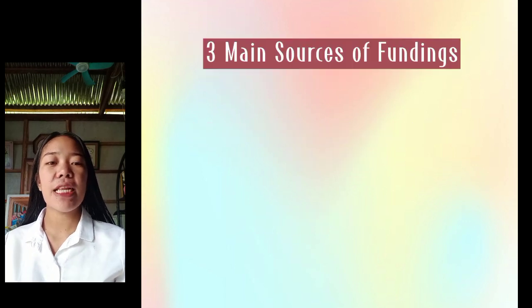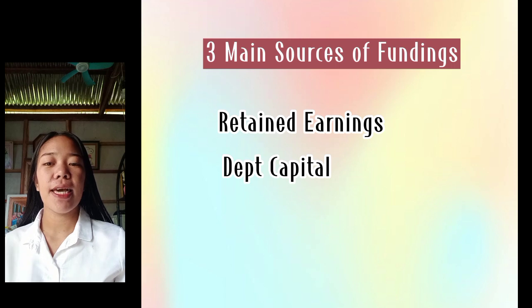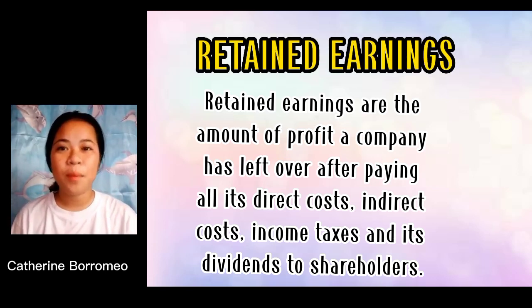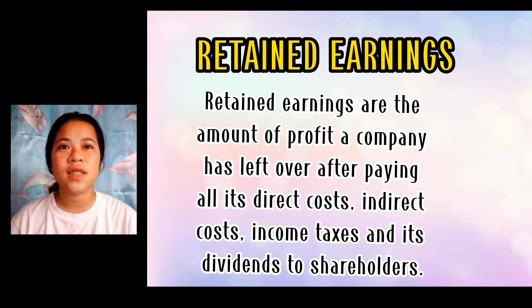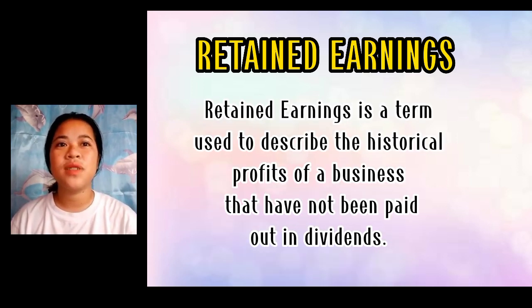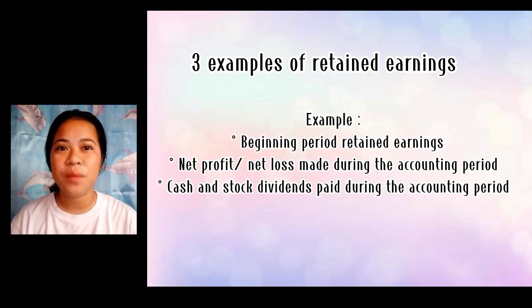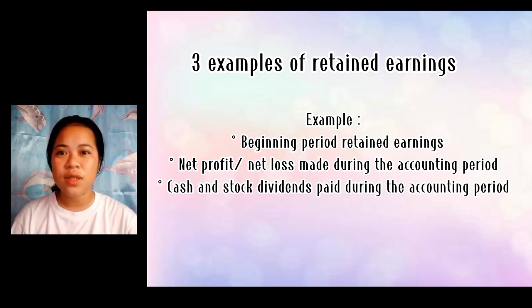Now here are the three main sources of funding. First, retained earnings. Second, debt capital. And lastly, equity capital. Retained earnings are the amount of profit a company has left over after paying all its direct costs, indirect costs, income taxes, and its dividends to shareholders. This represents the portion of the company's equity that can be used, for instance, to invest in new equipment, R&D, and marketing. The three examples of retained earnings include the beginning period retained earnings, net profit or net loss made during the accounting period, and cash and stock dividends paid during the accounting period.